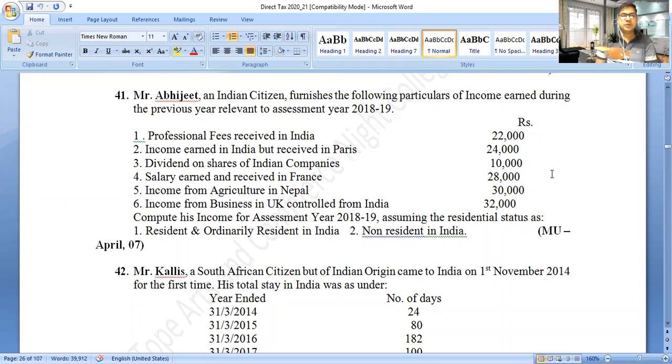The next, income from business in UK, controlled from India. The fifth number rule is there. Income arises and is received outside India but controlled from India. It is taxable to RNOR and RBNR. It is not taxable to NR. So 32,000 will be taxable to RNOR and RBNR. It is not taxable to NR.